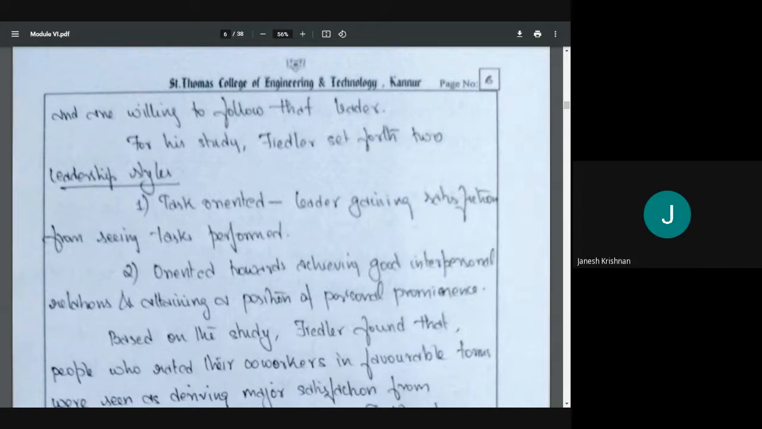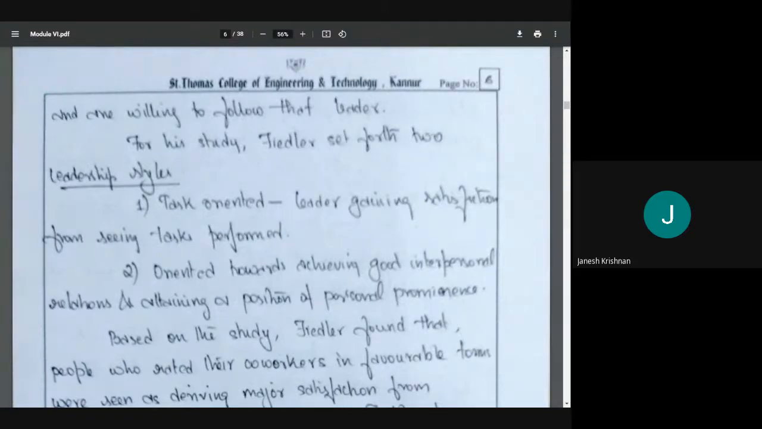But according to Fiedler, there are two. Don't get confused, this is according to Fiedler; he alone is proposing this. And what are they? The first one is task oriented. Task oriented means the leader gains satisfaction by seeing that the tasks are performed. So when the tasks are performed, the leader is happy, he is satisfied. That is the task-oriented leader, or task-oriented leadership style.